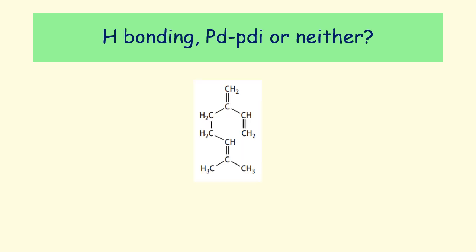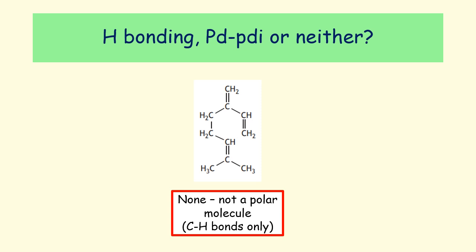Second molecule here, if we look through that, try and make your decision. Well, in this one, it's only made of carbon and hydrogen, and hopefully from last video you remember that if something's made of only carbon and hydrogen, we consider it to be non-polar. So this is not a polar molecule, so it will not form either permanent dipoles or hydrogen bonds.